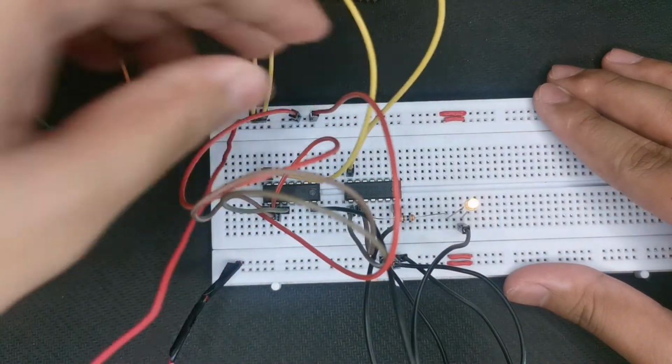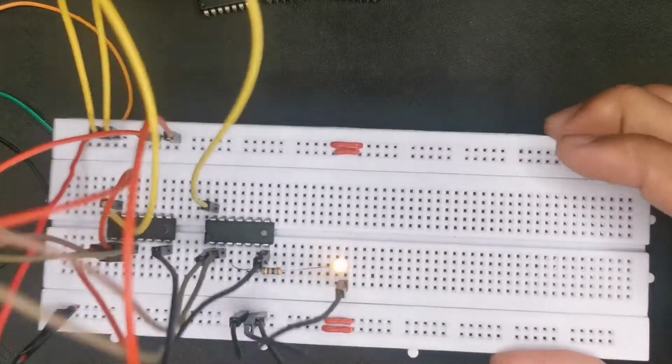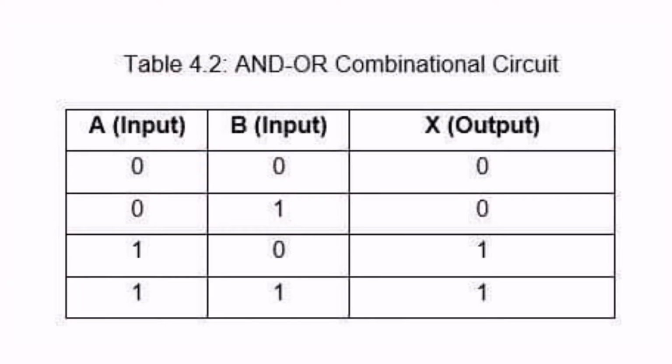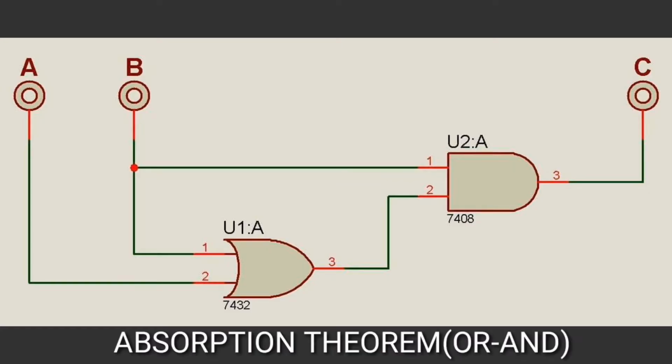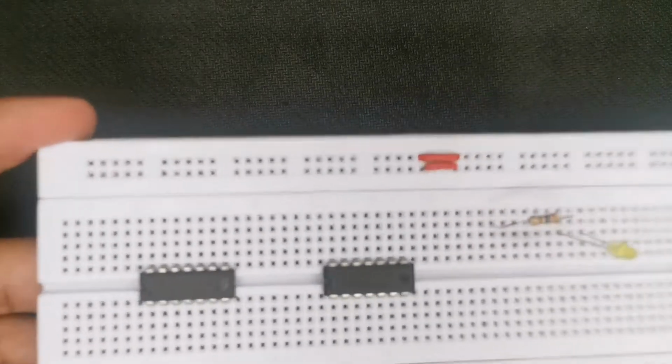Output will only be in logic 1 if input A is at logic 1. If not, it will be at logic 0. Based on the data gathered, we can derive the Boolean equation x equals ab prime plus ab, and by simplifying it, we will have an equation of x equals a. The diagram shown will be the guide for the absorption theorem of an OR-AND combinational circuit.